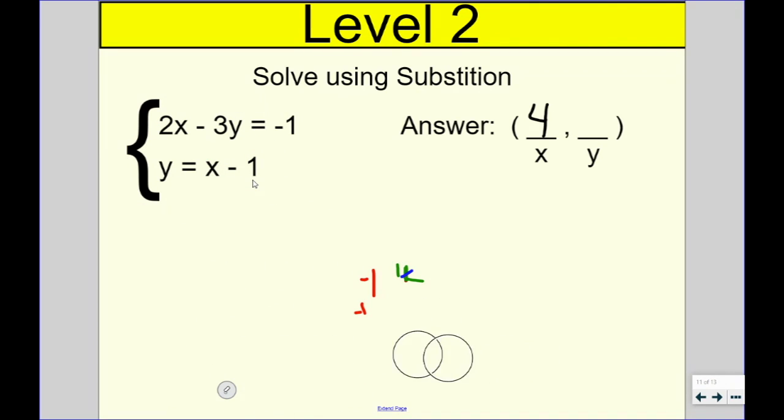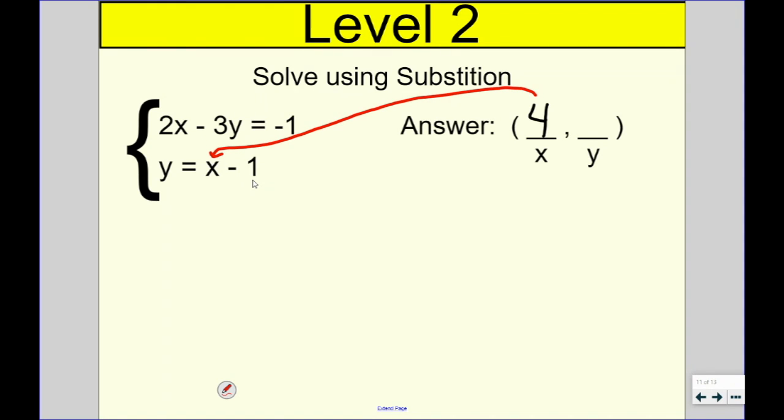And we're going to take what we know for x. Our x is 4, and we're going to plug it in right here. I'm going to use the little simpler equation. You can use either one. This one looks a little simpler to me.